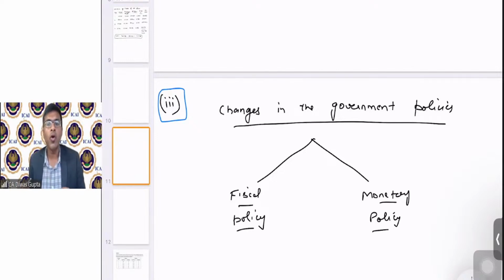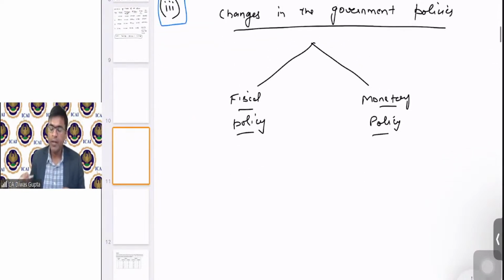Now I'm explaining to you the government policies. Okay, the third part, the changes in government policies. So the changes in government policy, students, have been spread into two buckets. One is the fiscal policy and second one is the monetary policy. So these are the two policies where government keeps on changing certain levers. Now, okay, there is a question. This is a general question again.